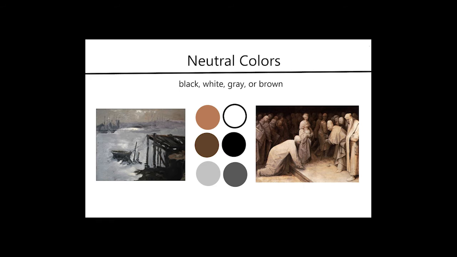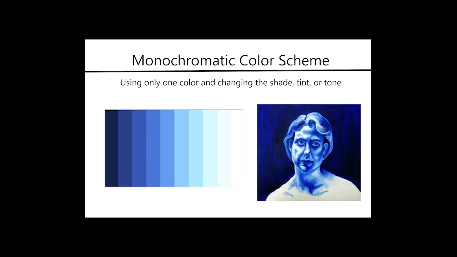Color schemes are ways that artists use colors together to make them more interesting. A neutral color scheme is when an artist uses browns, blacks, whites, and grays. A monochromatic color scheme is when an artist uses only one color to create an artwork. Different values, different tones, but one color.